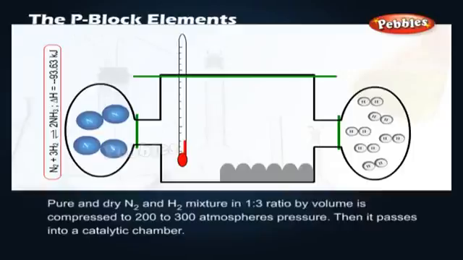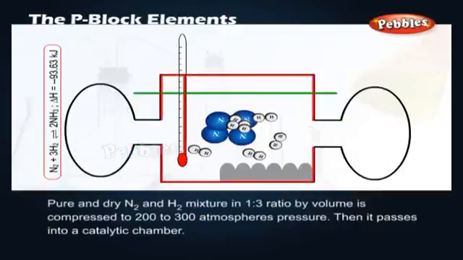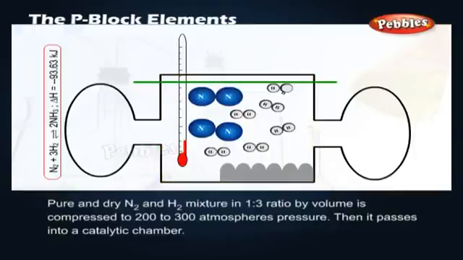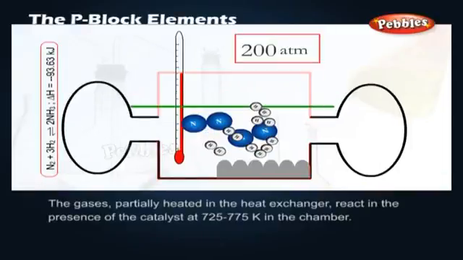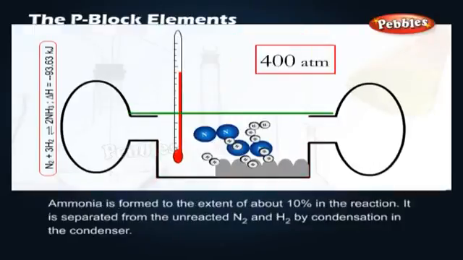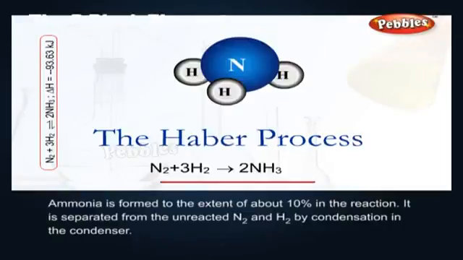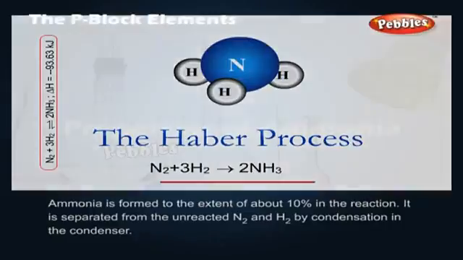an alternative. Pure and dry N2 and H2 mixture in 1:3 ratio by volume is compressed to 200 to 300 atmosphere pressure. Then it passes into a catalytic chamber. The gases, partially heated in the heat exchanger, react in the presence of the catalyst at 725 to 775 K in the chamber. Ammonia is formed to the extent of about 10% in the reaction. It is separated from the unreacted N2 and H2 by condensation in the condenser.